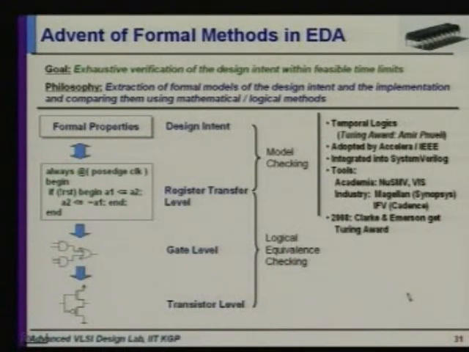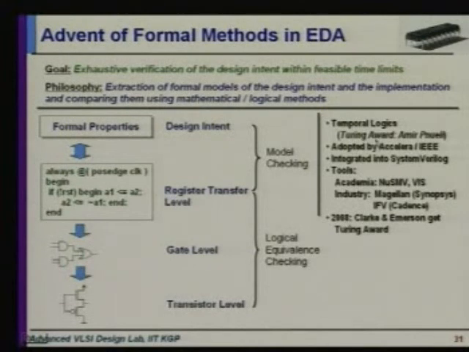This is a slide which talks about the advent of formal methods in electronic design automation. As I said, from the register transfer level, gate level and transistor level, people do logical equivalence checking. At the higher layers, what you do is property verification, which is alternatively called model checking. This is an area which has seen tremendous growth in the last couple of decades. Temporal logics was introduced by Amir Pnueli, who is a very renowned scientist from Israel. He won the Alan Turing Award.